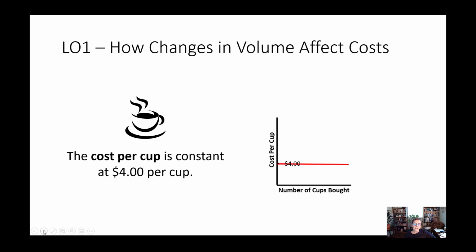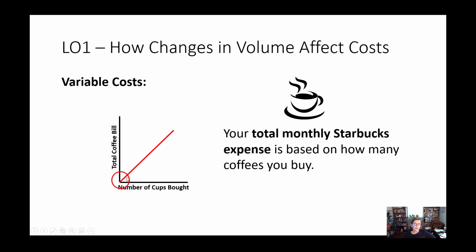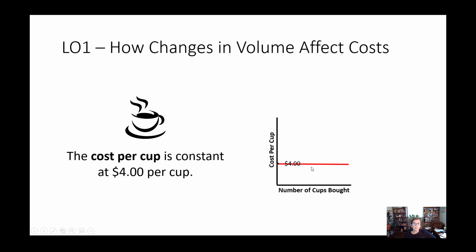All right, now here is a key concept. The cost per cup of coffee stays constant. The total cost is going up as you buy more coffee. However, the cost per cup stays the same. So it doesn't matter how many you buy, the cost per cup is the same. So you remember that variable cost per unit stays the same. Write that down somewhere because it's really, really important.